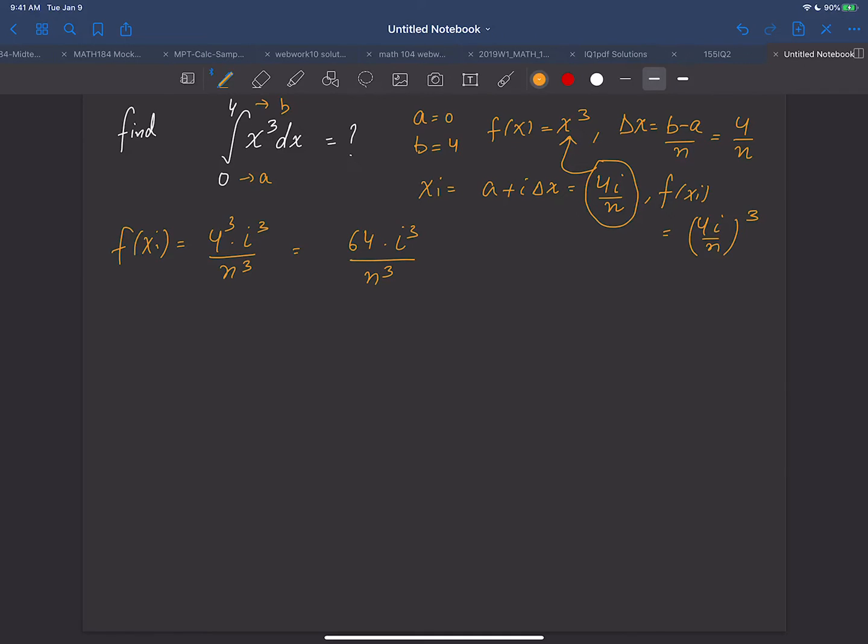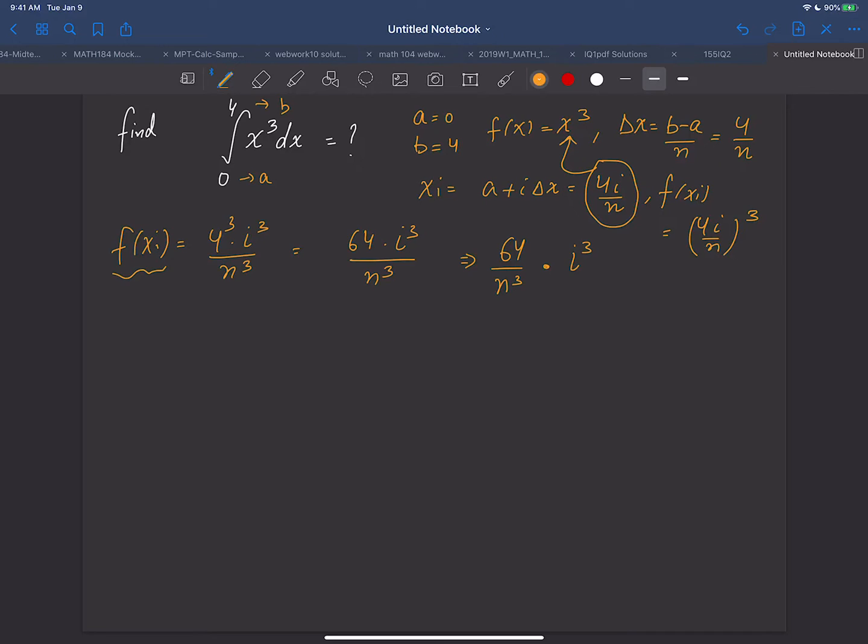The reason why I'm writing it this way, very specifically, watch this. I'm going to teach you a trick. The trick works all the time. But for that, you have to make sure you put your f of xi every time in this kind of format. Whatever's being multiplied with i cubed, you just keep it on the side: 64 over n cubed times i cubed. There's nothing fancy. I'm just writing it this way so that you can clearly see what's happening. So we've got to keep it this way.